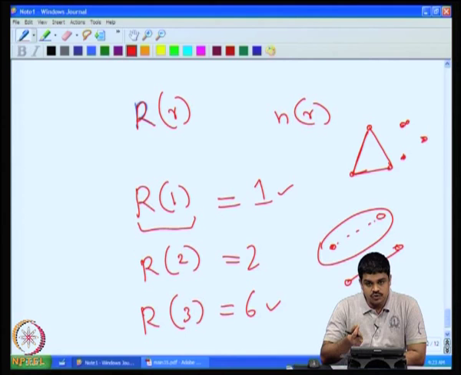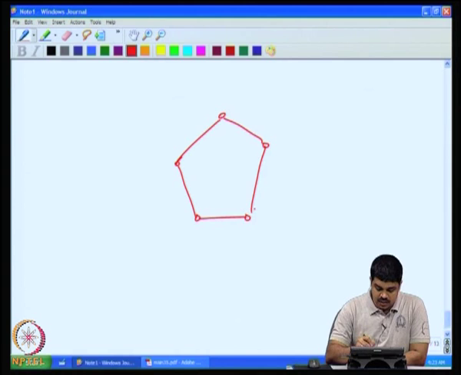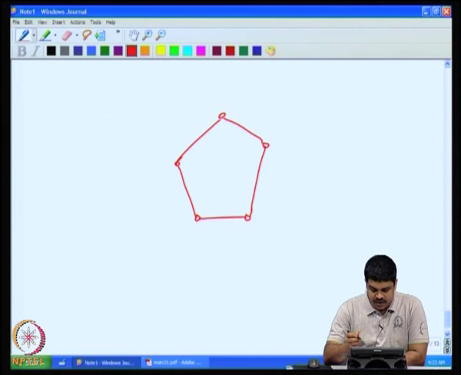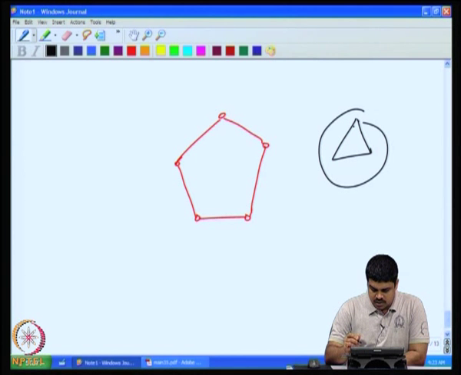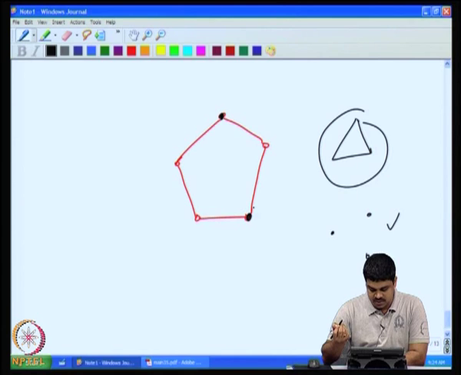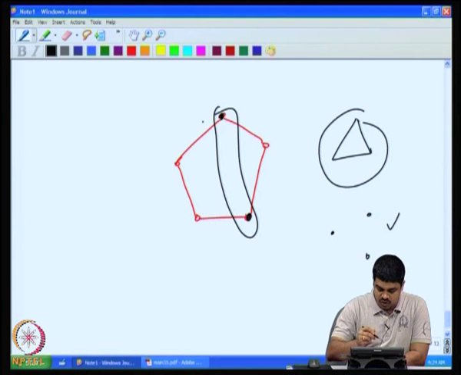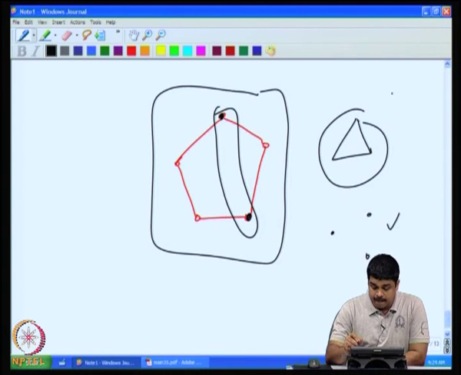To show that this is not the case, we just have to show one example. For instance, we can take this example, a pentagon. This is a 5 vertex graph. Here we do not have a triangle, we do not have any structure like this. But do we have an independent set of size 3 here? No, if we take this, then there are no more independent sets. So, the independent set size is at most 2 here. Therefore, in this 5 vertex graph, we have neither a K3 nor a K3 bar.